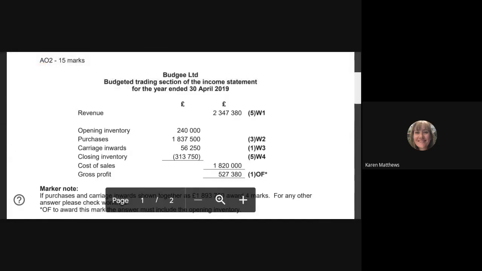Right, let's have a look. There's the answer on a PDF. Okay, so yeah, sales revenue then. We had to work out the number of units that we were going to sell, which was, let's have a look, let's find the sales revenue calculations.